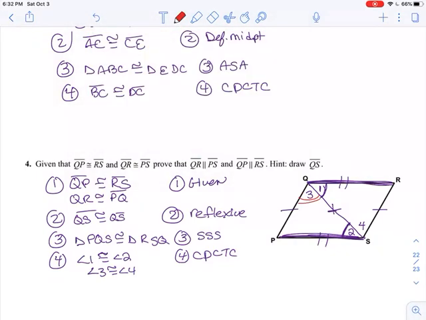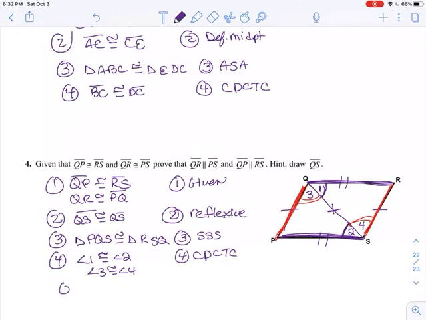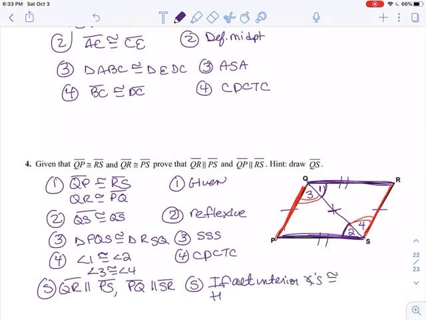And if I had 3, let me get a different color. If I have angle 3 congruent to angle 4, then that would prove that these sides are parallel to each other. Okay, so since 1 and 2 are congruent and 3 and 4 are congruent, that now makes QR parallel to PS, that's the top and the bottom, and PQ parallel to SR. If alternate interior angles are congruent, then the lines are parallel.